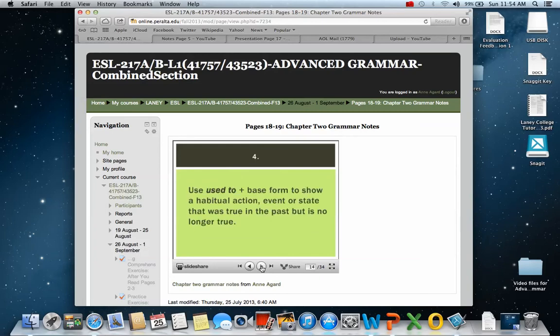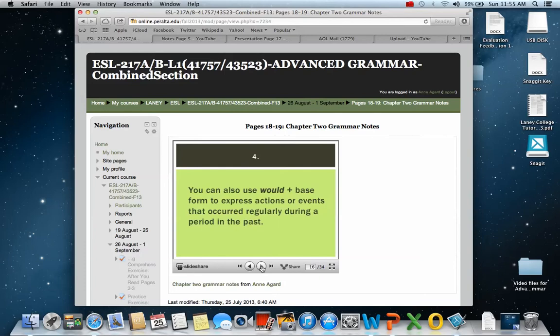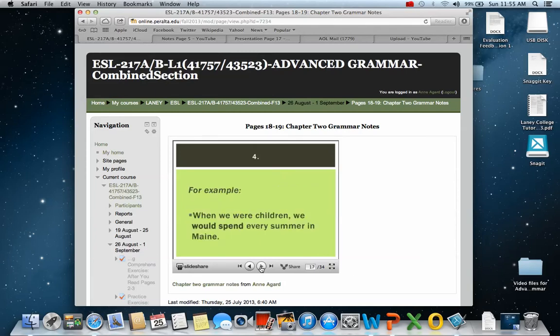Okay, we use used to plus the base form of the verb to show a habitual action, event, or state that was true in the past but no longer true. For example, Kyoto used to play tennis a lot. That means he doesn't play tennis anymore. You can also use would plus the base form to express actions or events that occurred regularly during a period in the past. When we were children, we would spend every summer in Maine. That's a repeated action in the past. I could also use used to.